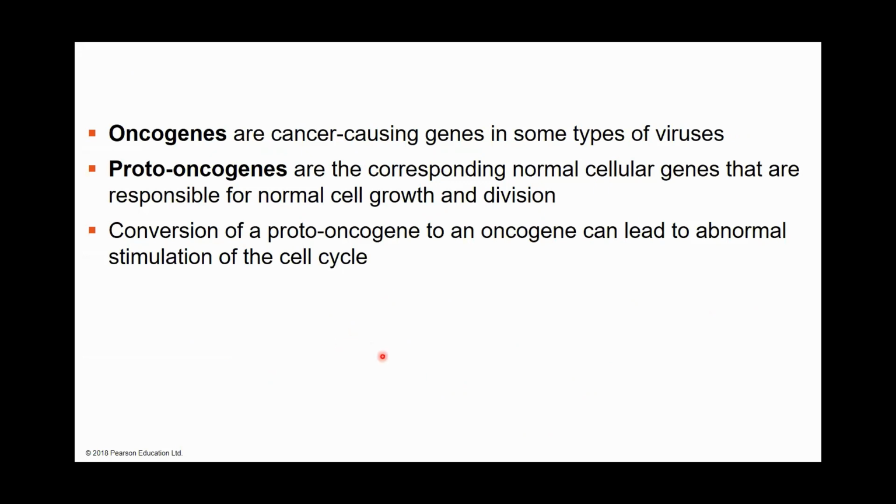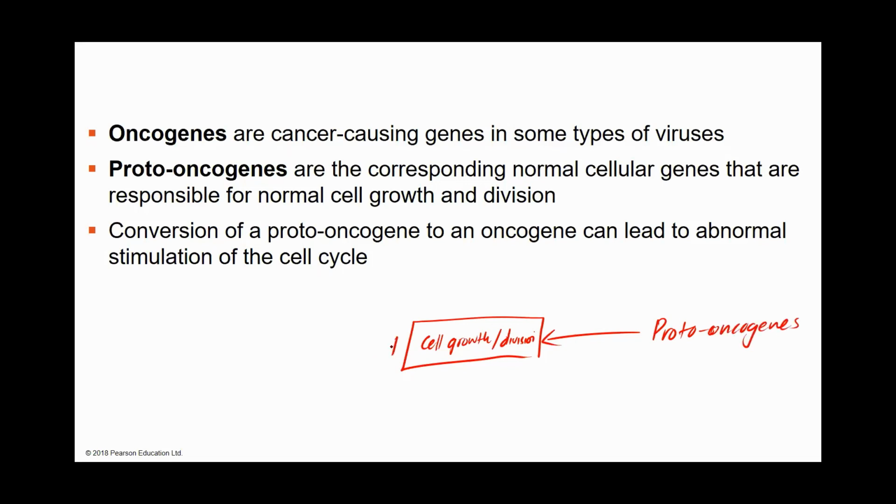Now, we have two major types of genes that are important for cell growth and cell division. We have oncogenes, and we have tumor suppressor genes.